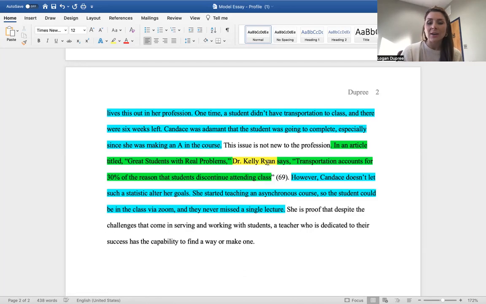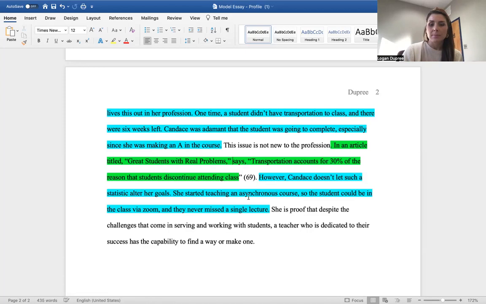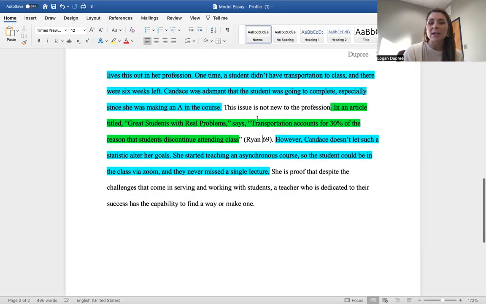Now, what if the name existed, but the name wasn't in the beginning of the sentence? Well, then at that point, I would be required to put the last name and the page number. So I hope that gives you a little bit more insight into how you should be using citations. And then again, after I used this citation, I didn't just throw it in there.